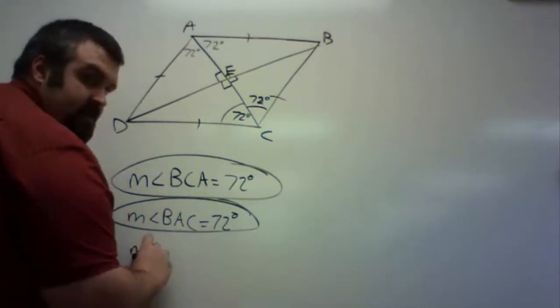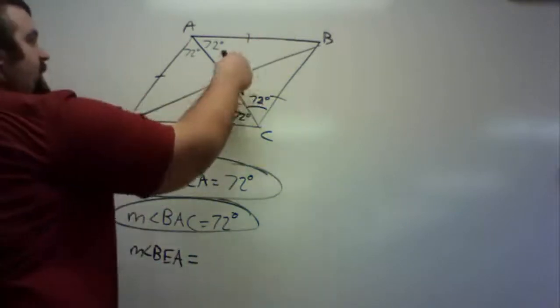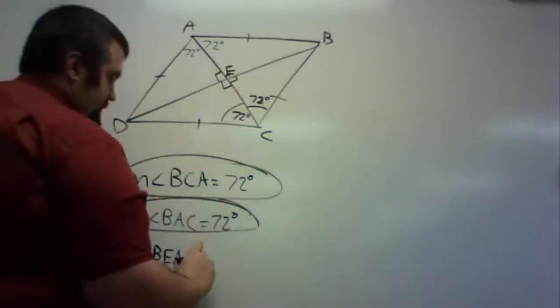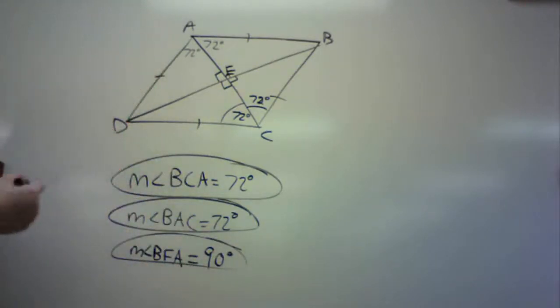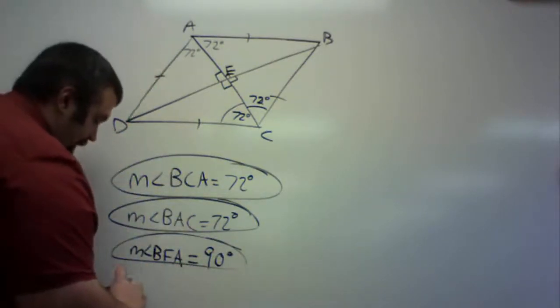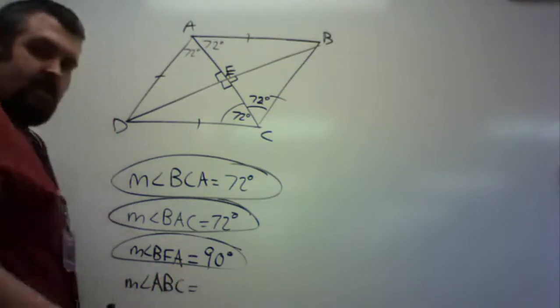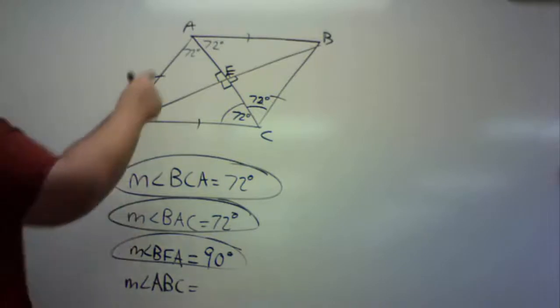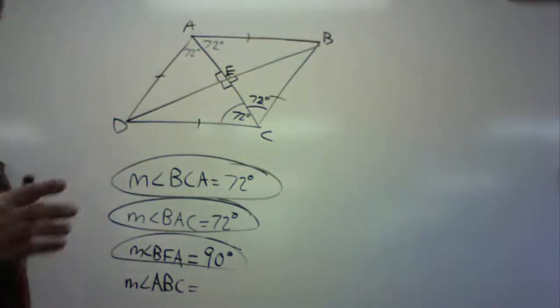Measure of angle BEA. Right here. Oh wait, that's a right angle. So that's 90 degrees. It sure pays to do all that work ahead of time. Now all I have to do is copy it down from where I see it. Measure of angle ABC. Okay, now this is the one where I have to do a little bit of thinking, because I didn't do the work yet.